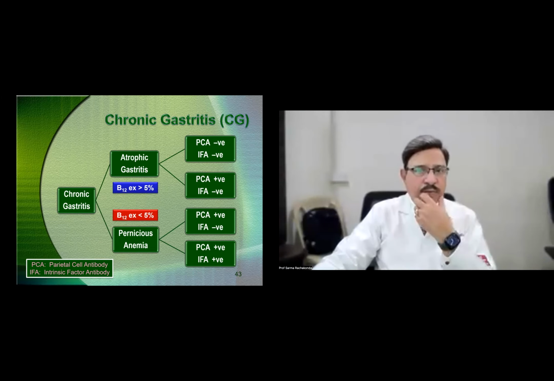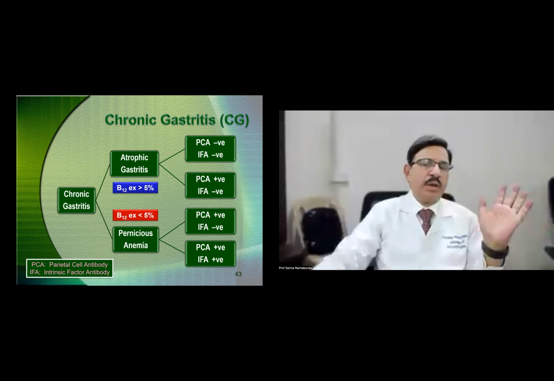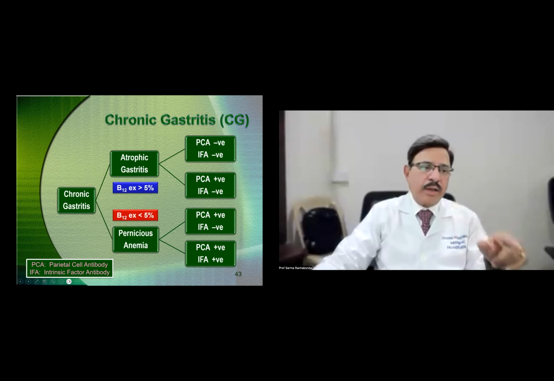So you have to classify them: PCA negative, IFA negative, PCA positive, IFA negative, or both positive. If both are positive or PCA is positive, at least it is pernicious anemia. In atrophic gastritis, IFA is always negative. If the intrinsic factor antibody is negative, it is not pernicious. So intrinsic factor antibody should be positive, or PCA should be positive, or both should be positive. PCA is parietal cell antibody, IFA is intrinsic factor antibody. This has to be done in any case of chronic gastritis, and B12 estimation has to be taken care of.